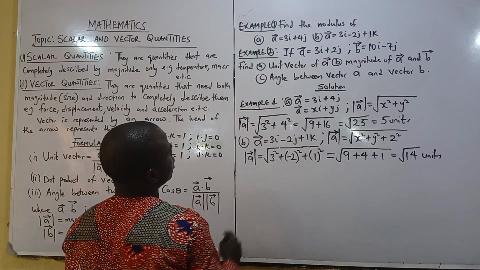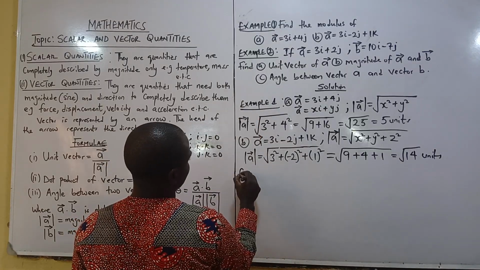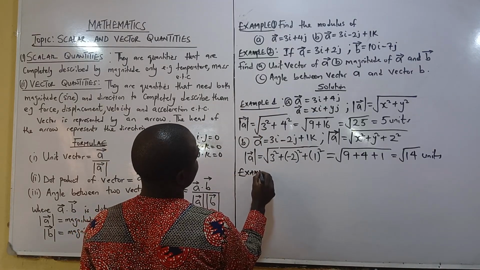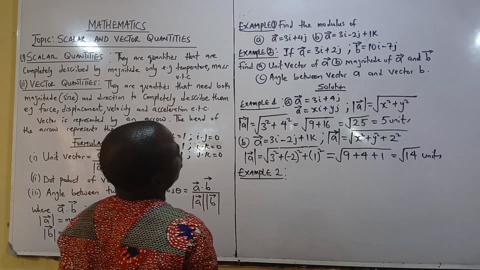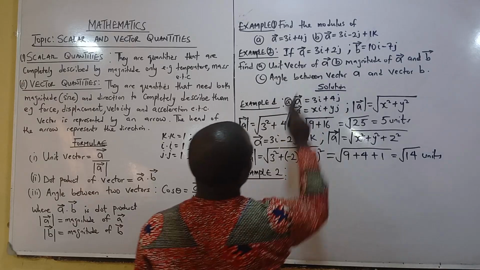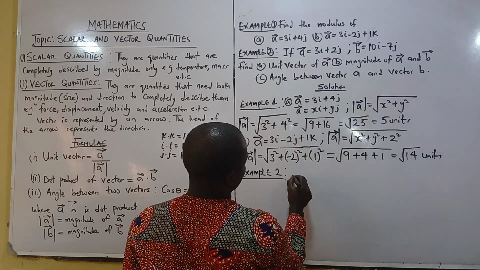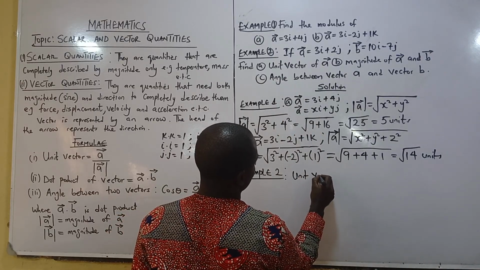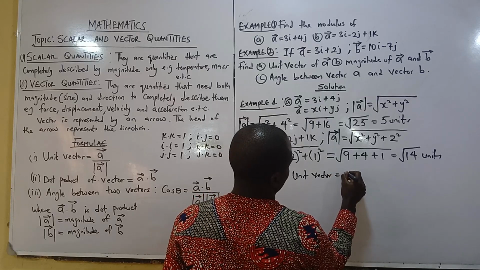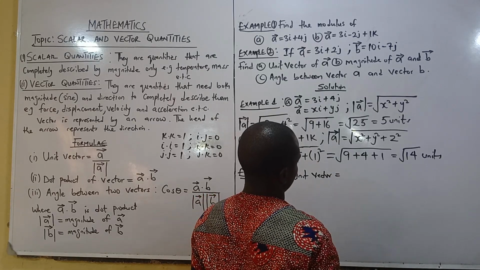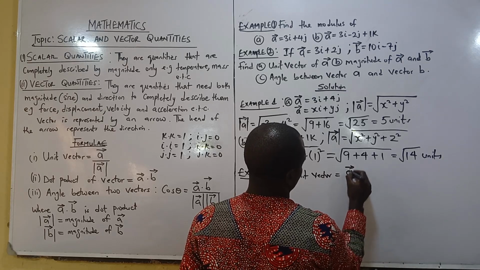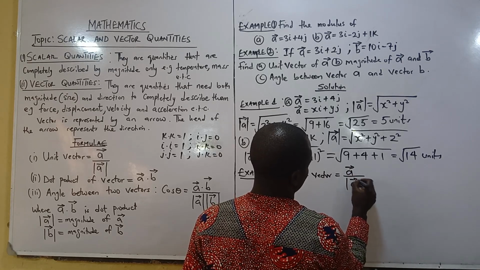Now, example 2. We are given A. You have to find the unit vector of A. Unit vector, don't forget, equals vector A over the modulus of vector A.